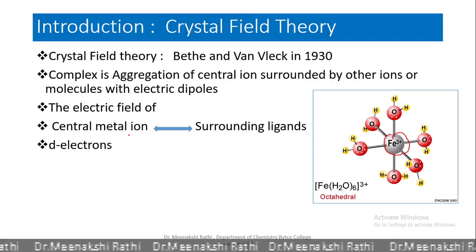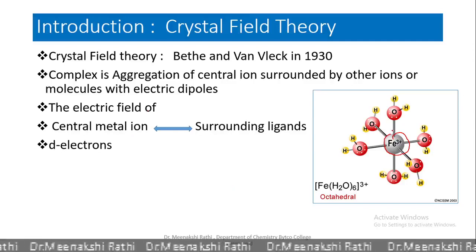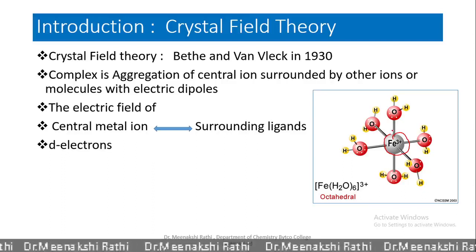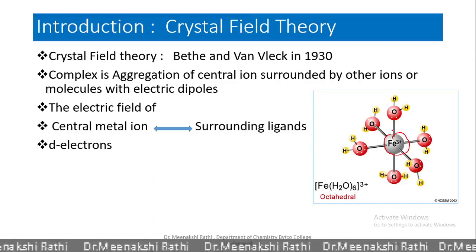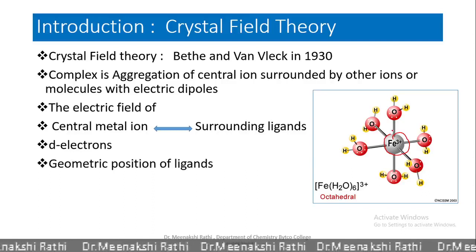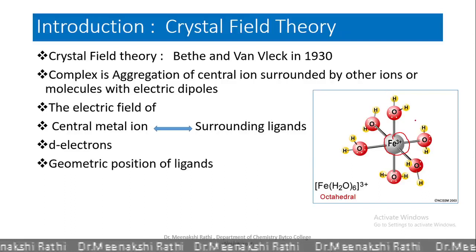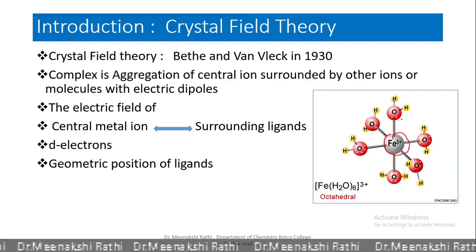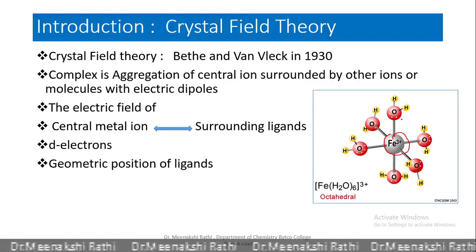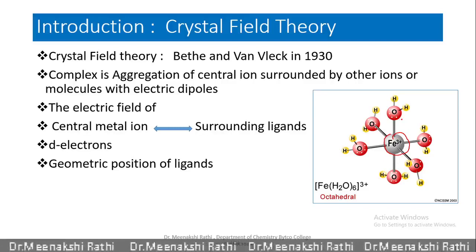The effect of these surrounding ligands is particularly marked on d orbital electrons, which play a large part in complex formation. And the main important thing, the influence of ligands depends on their geometrical position in the complexes, whether they are in tetrahedral or octahedral position. So that also affects the structure of the complexes.